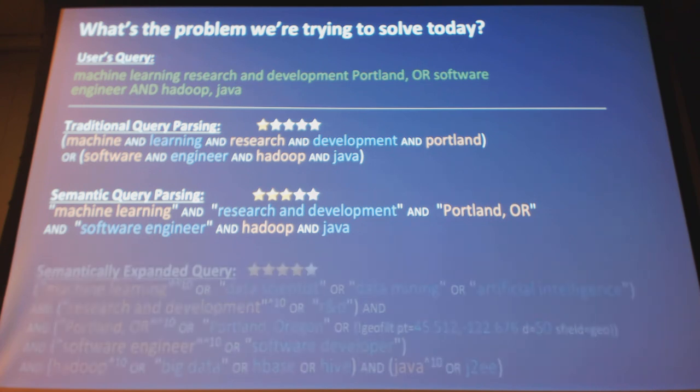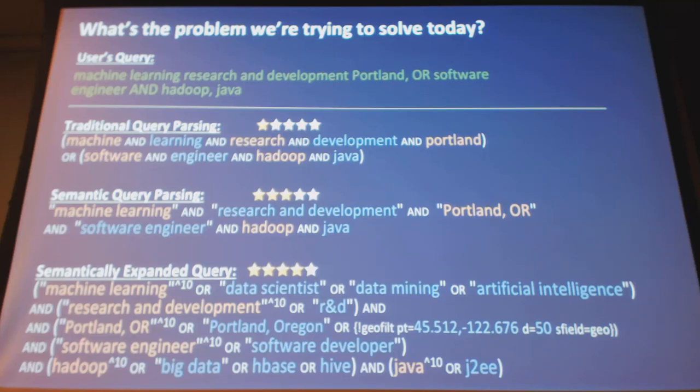To go one step further, if we not just understand them as text, but parse them out as entities that we understand, we can re-express the query in a better way to run a much more intelligent search. In this case, I know that machine learning is related to data scientists, data mining, and artificial intelligence. I know that R&D is an acronym for research and development. I know that Portland, Oregon is the location, so I can also apply a geofilter on top of it, to search anything within 50 kilometers. I know software developer is another form of software engineer, and that big data, HBase, and Hive are all related to Hadoop. So you could express it back to the search engine like this. That's not even to say this is the best way to model this to get the most relevant results, but it's going in the right direction.